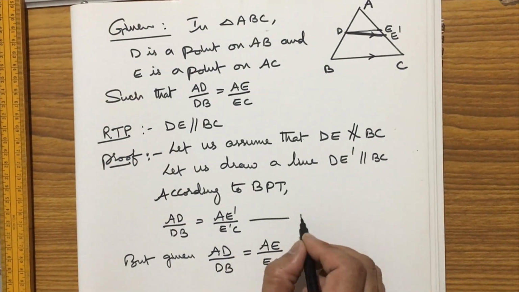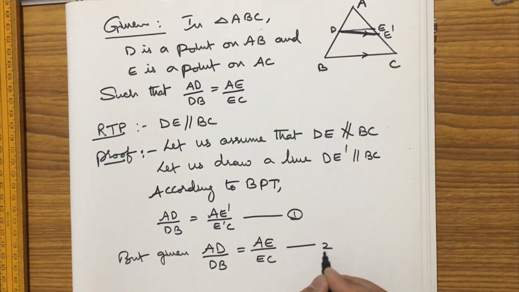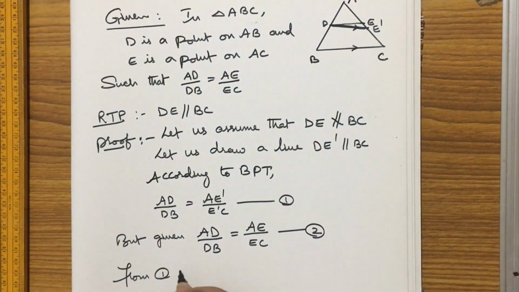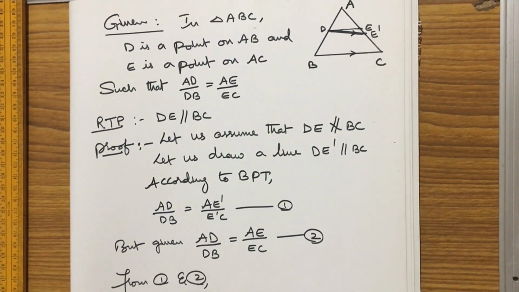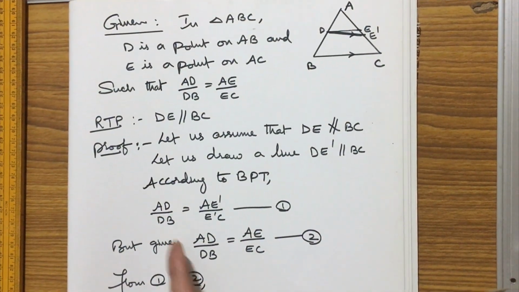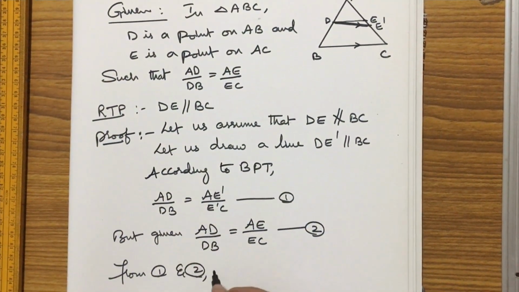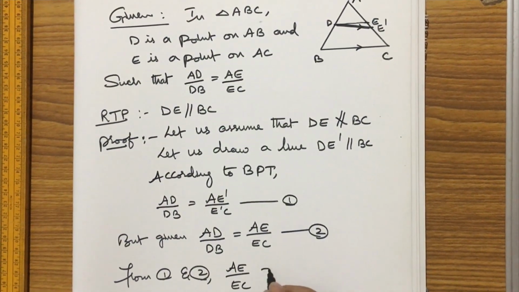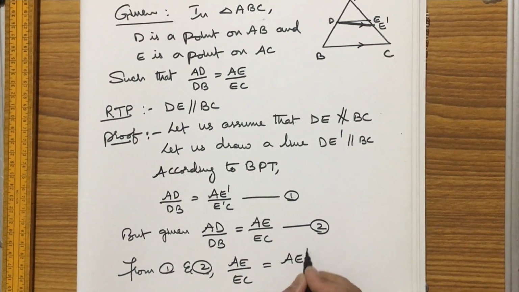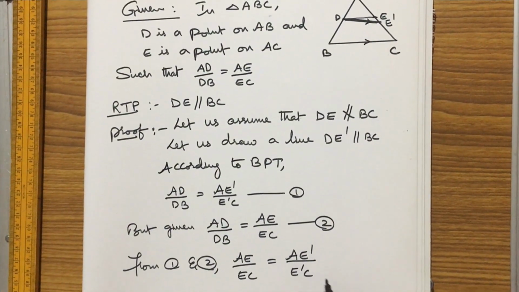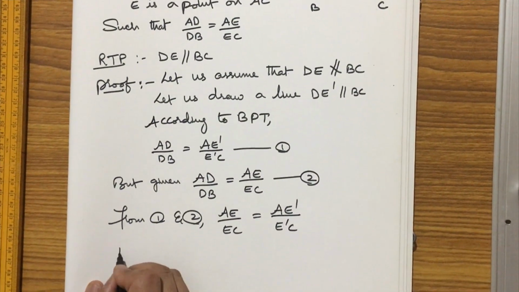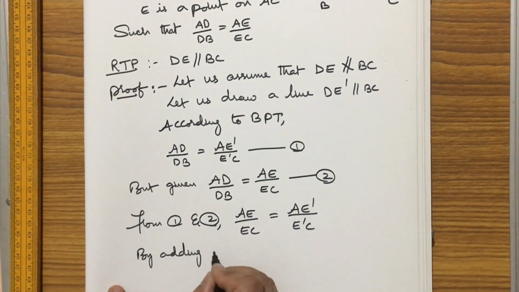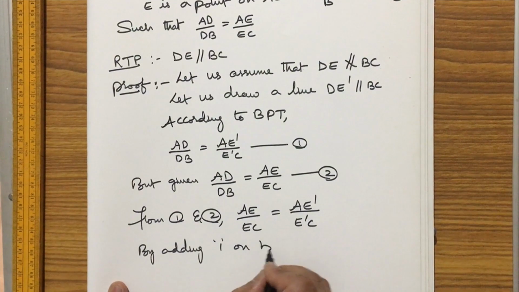Now take this equation as 1 and this equation as 2. From equations 1 and 2, what can we say? The LHS are equal, both LHS, so you can equate the RHS. So AE by EC is equal to AE dash by E dash C. Now you add 1 on both sides.